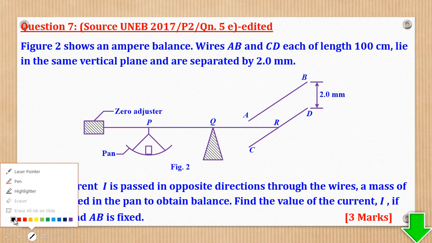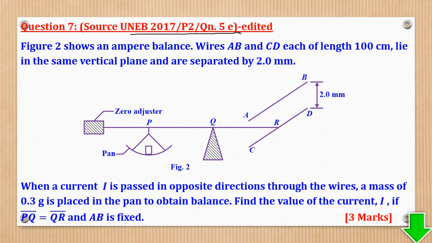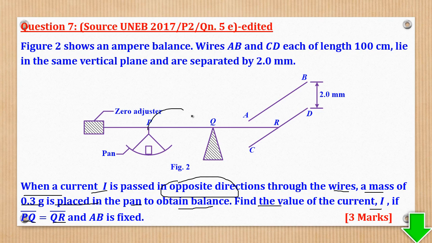That was question 6. Question 7 came from UACE still, 2017, paper 2, question 5e. It says, figure 2 shows an ampere balance. Wires AB and CD, each of length 100 centimeters, lie in the same vertical plane and are separated by 2 millimeters, which is here. When a current I is passed in opposite directions through the wires, a mass of 0.3 grams is placed in the pan to obtain balance. Find the value of the current I if PQ is equal to QR.